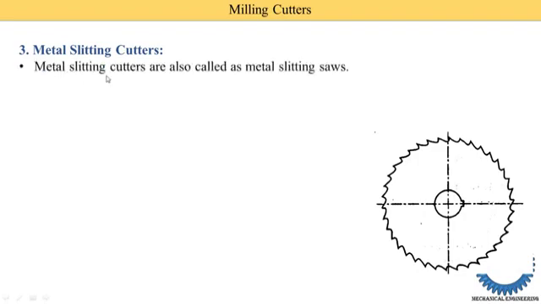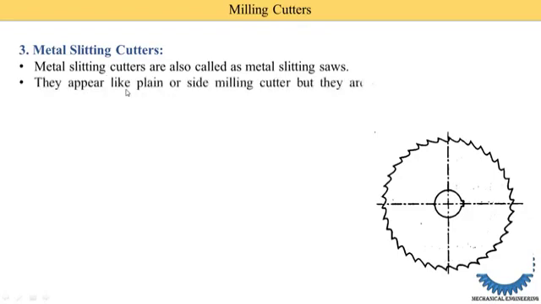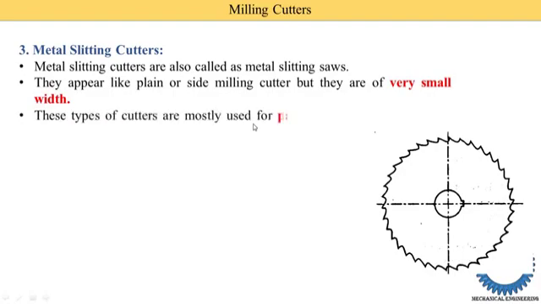Metal slitting cutters are also called metal slitting saws. They are used like hacksaw blades, but in a round shape. They appear like plain and side milling cutters, but they have a very small width. If the width is larger, a lot of material is wasted from the workpiece. This type of cutter is mostly used for parting off and for slotting. Parting off means separating the workpiece into two parts, and slotting means creating a slot on the workpiece.